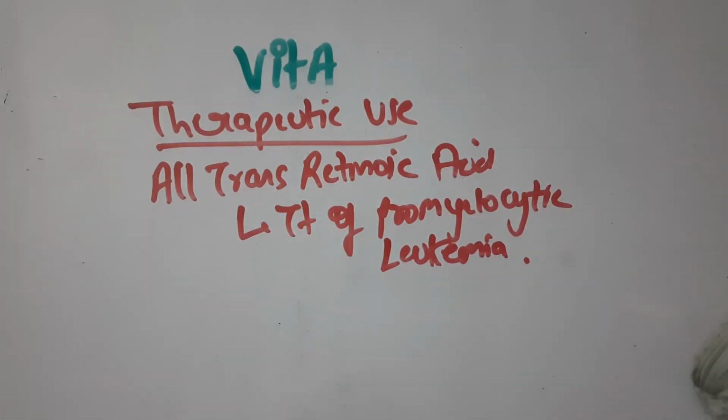If we talk about therapeutic uses of vitamin A, one I have already discussed, that is isotretinoin, the synthetic form of vitamin A. It is used in treatment of acne because it decreases the sebaceous secretion. Another one is all trans retinoic acid. It is used in the treatment of promyelocytic leukemia.